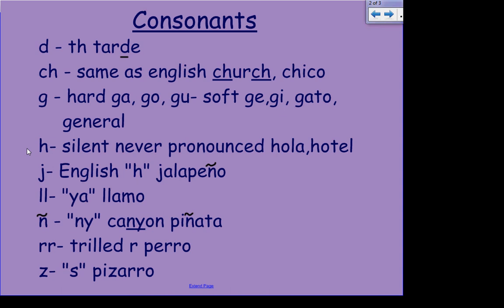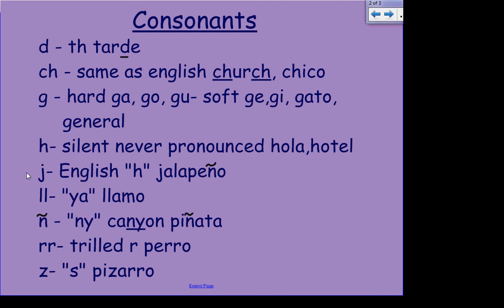Okay. H. This letter in Spanish is silent. It is never pronounced. You see it in words like hola and hotel. Notice that I did not say hola or hotel with an H sound. That's because that letter is silent and we don't ever say it.